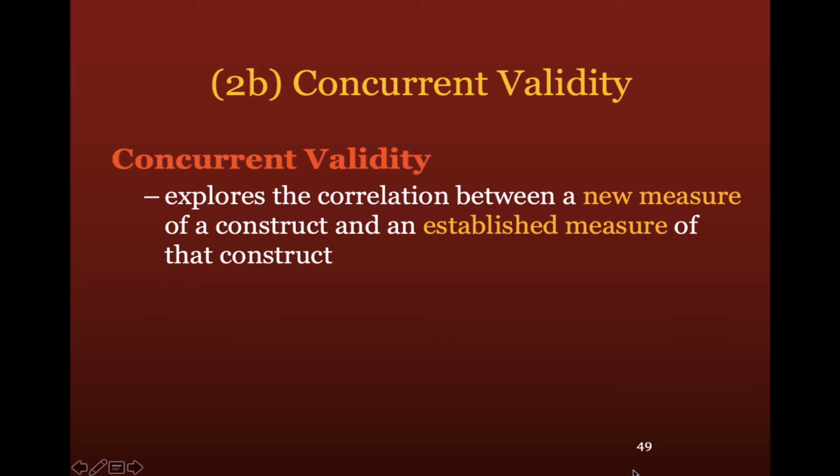Concurrent validity looks at the correlation between a new measure of a particular construct and an established measure of that same construct. So if we want to develop this new measure of anxiety, we would give participants our new measure of anxiety along with a pre-existing measure of anxiety, with the idea being that our new measure should be highly correlated with this pre-existing established measure of anxiety. So the more highly correlated they are, the more valid our new measure is. If our measure is not at all correlated with the measure that's been shown to measure anxiety, then it doesn't give us a lot of confidence that we're actually measuring anxiety.